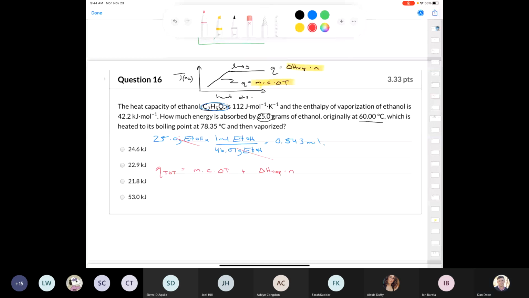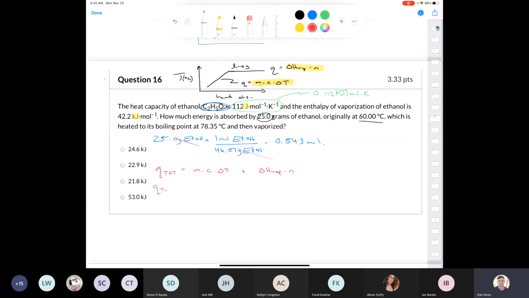times number of moles. Now, another thing you want to notice here is that the enthalpy of vaporization is given in kilojoules per mole, whereas the heat capacity is given in joules, isn't it? So why don't we convert this one here to kilojoules per mole? I'll just divide it by 1,000. So that means it's going to be 0.112 kilojoules per mole Kelvin, because in 1 kilojoule there's 1,000 joules, so we just divide by 1,000. Now we're all set up. Let's plug in some numbers.